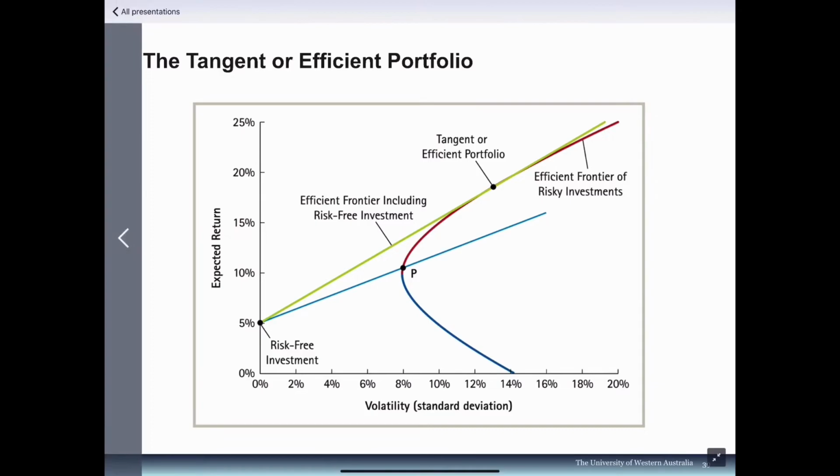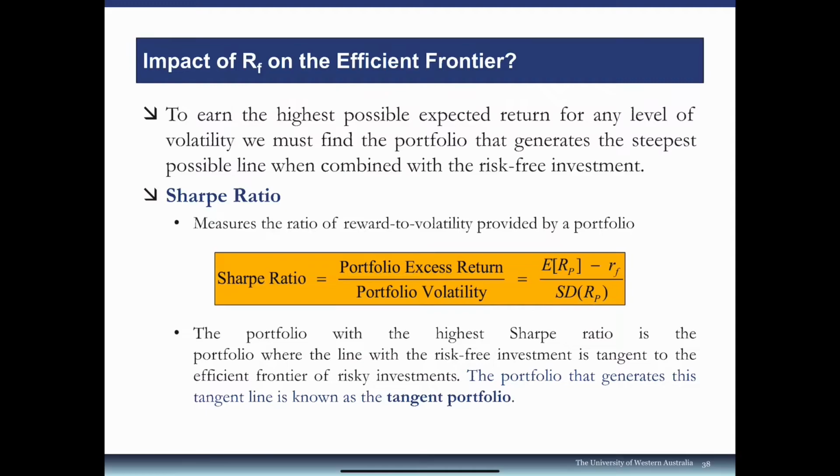So here, to earn the highest possible expected return for any level of volatility, we must find a portfolio that generates the steepest possible line when combined with a risk-free investment. The Sharpe ratio is just the slope of the line, which measures the ratio of reward to volatility provided by a portfolio. And the Sharpe ratio, as we saw, is just the expected return of the portfolio minus the risk-free rate, divided by the standard deviation of R_P.